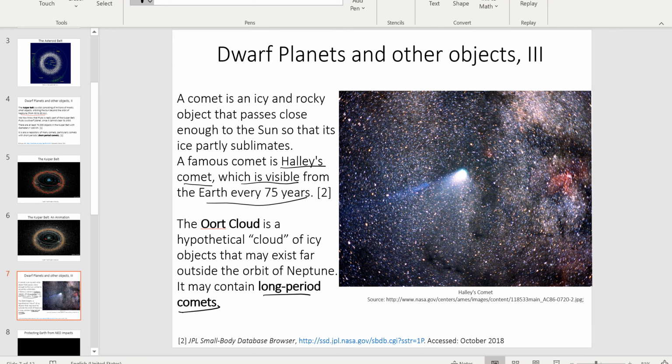And one of the main repositories for long period comets, we believe, is something called the Oort cloud. And this is not really a cloud, quote unquote, a cloud. It's not like clouds on Earth that really just contain water vapor. By cloud, we just mean a very thin, wispy body that contains a lot of icy objects, and it exists far outside the orbit of Neptune.